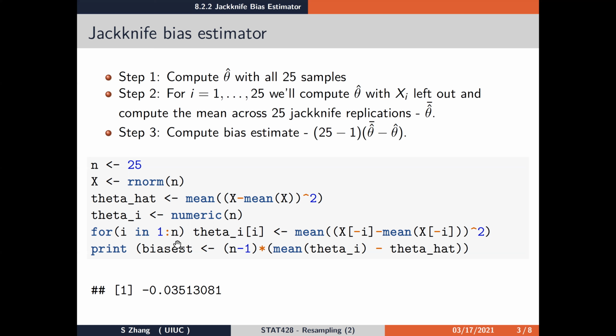In the end, the bias estimate using Jackknife is given by n minus 1 times the mean of the theta hat i's minus theta hat. And we can see that in this case, the Jackknife bias estimate is equal to negative 0.35. And this is quite close to our theoretical value of negative 0.04. So one question you might have is, why do we multiply the Jackknife bias estimate with n minus 1?